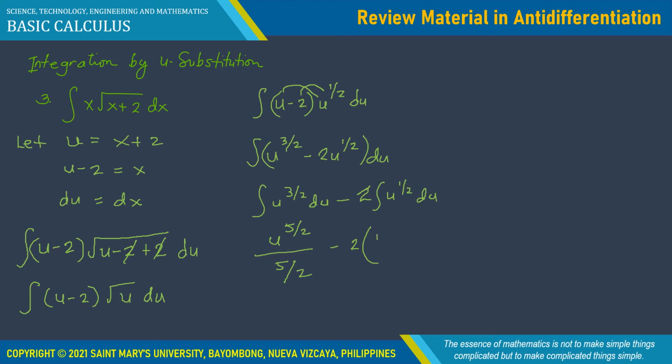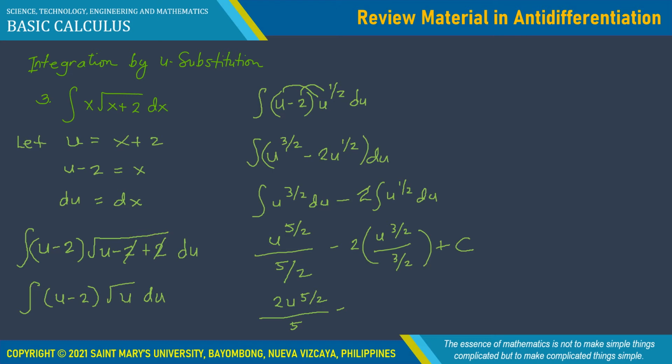So, 1 half plus 1, 3 over 2. Lalagay din sa denominator. Then, plus c. So, u raised to 5 over 2 divided by 5 over 2. So, magiging 2 times u raised to 5 over 2 all over 5. Then, ito maging minus. Diba yung 2 magiging coefficient ni u. So, 2 times u raised to 3 over 2.